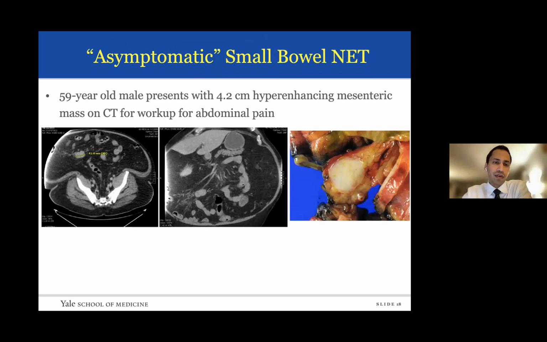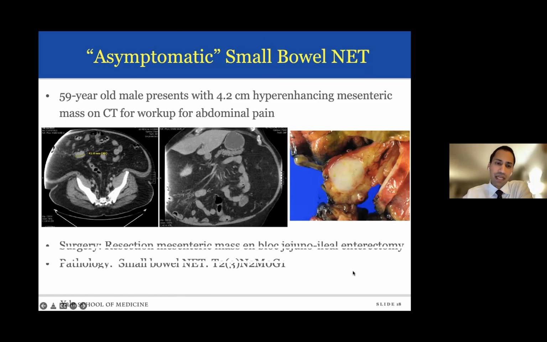And then this picture shows a CAT scan with a hyperenhancing 4.2 centimeter mass, which we ended up taking to the OR and resecting, which is shown all the way on the right. And we did an en-bloc small bowel resection with the mesenteric mass, and the surgical pathology revealed multifocal tumors, node-positive disease without metastasis, and it was a grade 1 tumor.